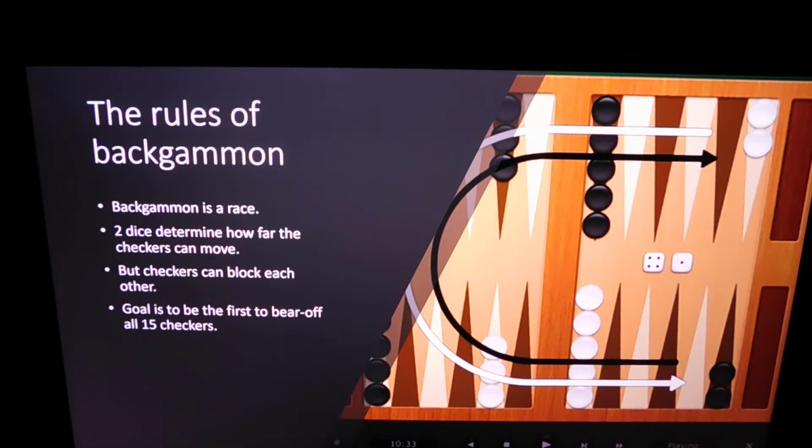So what is backgammon? It's basically a racing game, right? Players are racing to get their checkers off of the board by rolling 2 dice. And if they were only rolling 2 dice, that wouldn't be very interesting. Whoever rolled the bigger numbers would win, but the checkers can also block each other. And so at the same time that you want to consider moving your checkers really fast, you have to consider your opponent might be doing the same thing, and you have to trade that off with blocking your opponent's checkers. And the goal is to get all of your checkers off of the board before your opponent does.